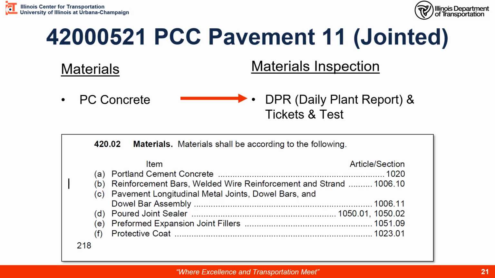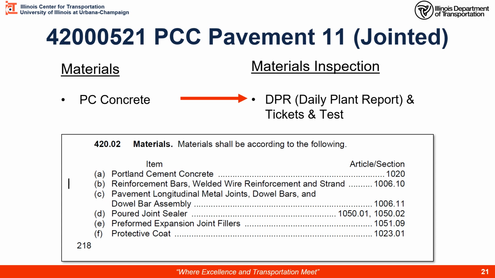What is the evidence of material inspection that's required? I think everybody's referenced this quite a bit. Our HMA and PCC items, concrete, we have daily plant reports, DPR, and tickets and test. All right, so we got it. Is that all we need? Well, there's something else you could do.